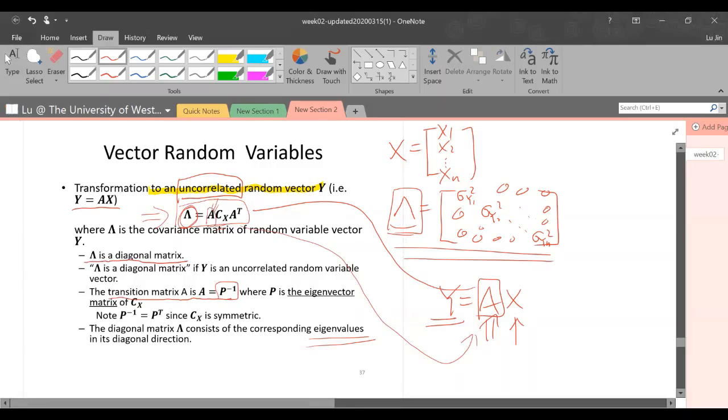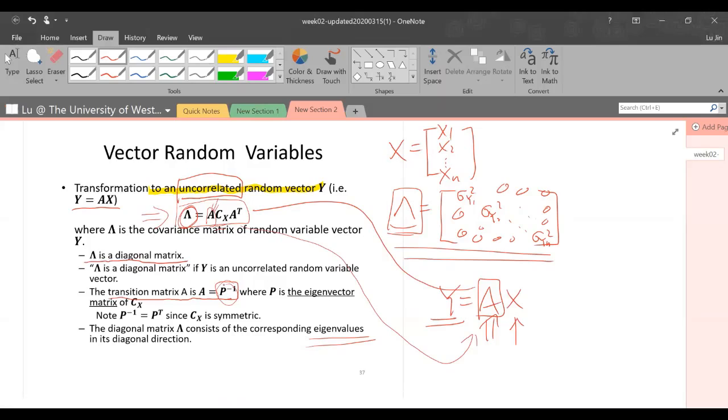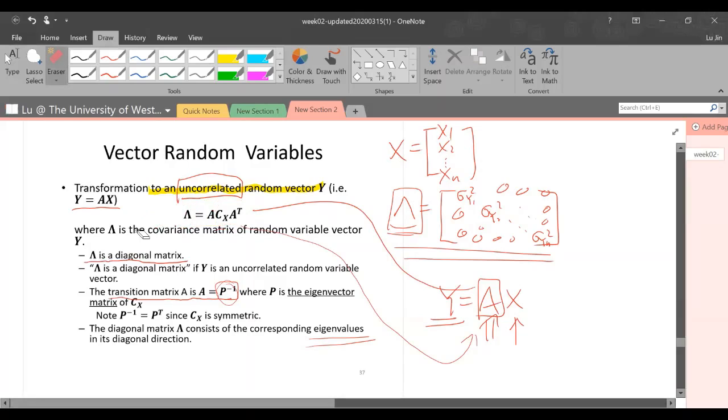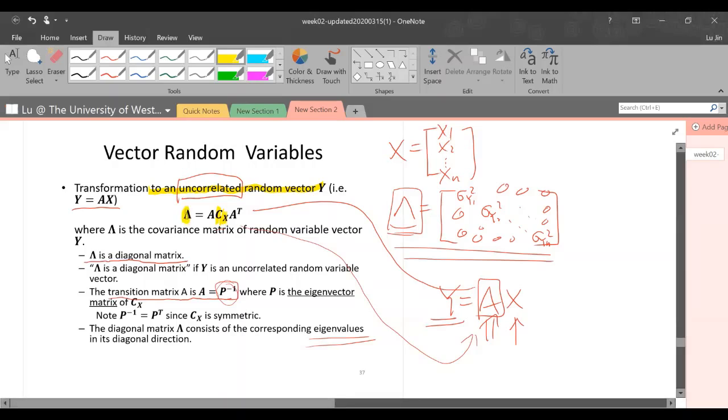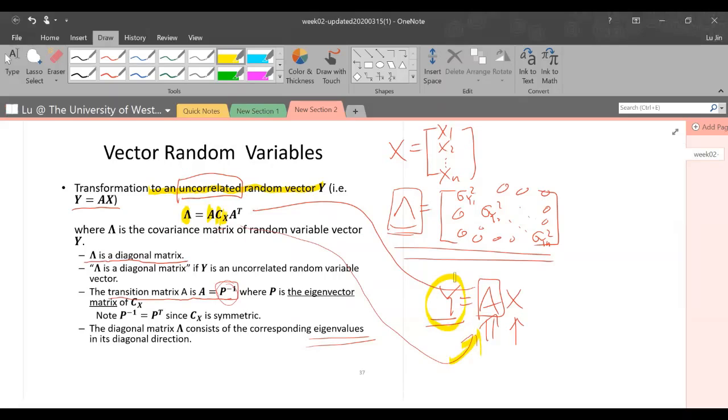And this A matrix is equal to P inverse. And in the P matrix, we have all the eigenvectors of CX. In other words, if you are able to know the CX, and of course we can know that, by calculating the eigenvalues and also the eigenvectors, we are able to determine this covariance matrix of the Y vector, and also we can determine the A. Once the A is known, we can put the A back into this formula to determine the Y vector. Okay, so this is the whole story. And now, next page, let's have a look at how to do that.